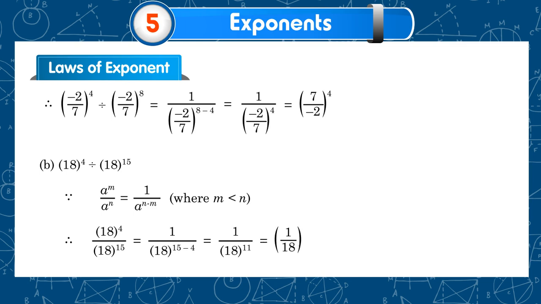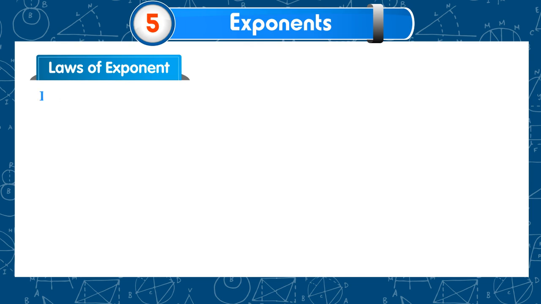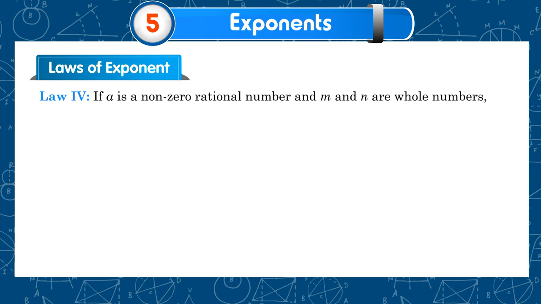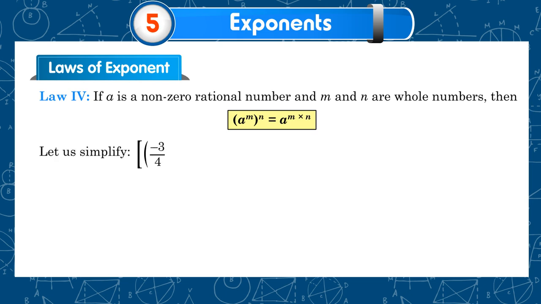Law 4. If a is a non-zero rational number and m and n are whole numbers, then a raised to the power m wholes raised to the power n equals a raised to the power m into n. Let us simplify. Minus 3 upon 4 square wholes cube. A raised to the power m wholes raised to the power n equals a raised to the power m into n.